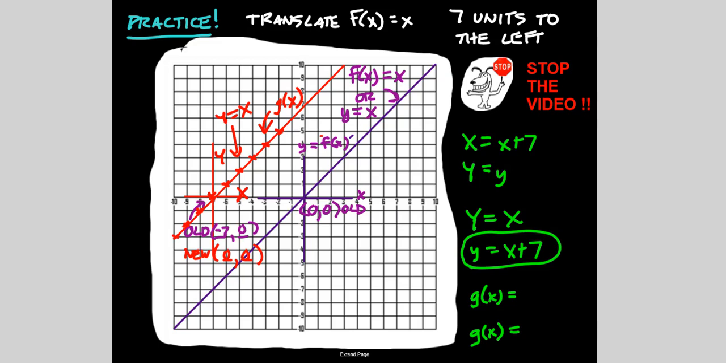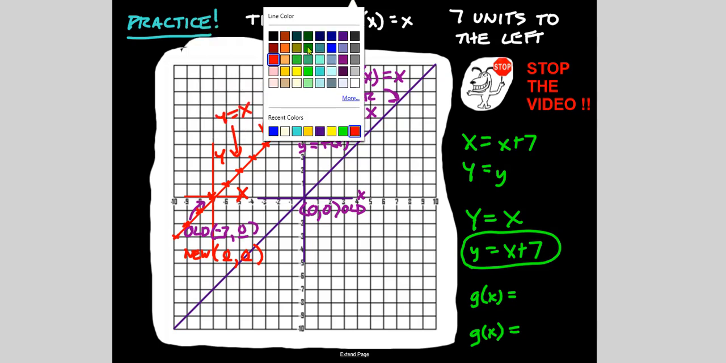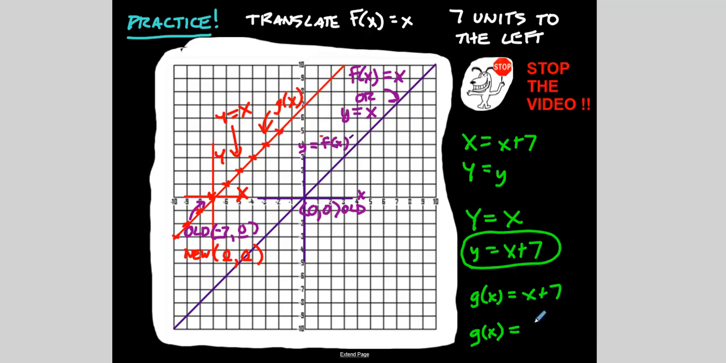So now using g of x for our notation, we're going to have g of x is x plus 7, or we could write f of x plus 7. What we're doing is we're replacing everywhere in the original function f of x equals x, we're replacing x with x plus 7. So this becomes again x plus 7. g of x equals x plus 7.